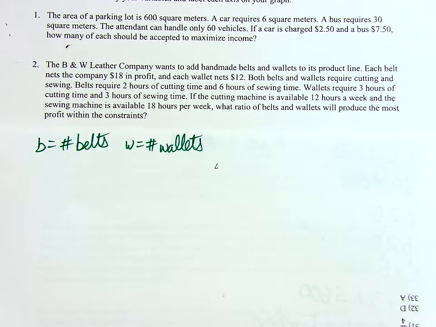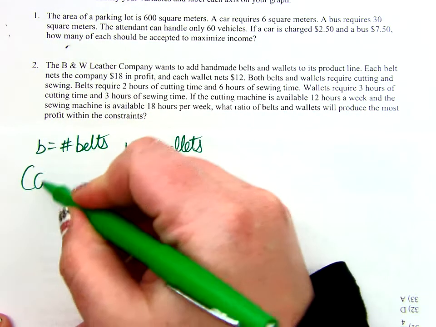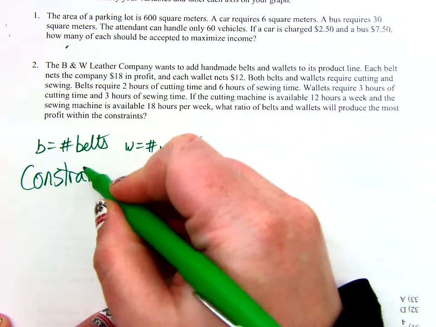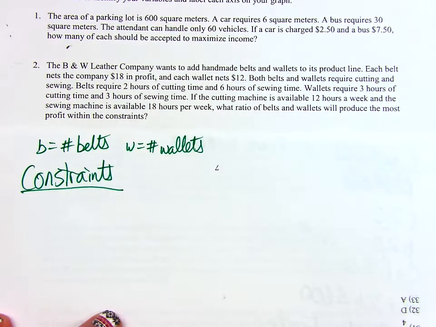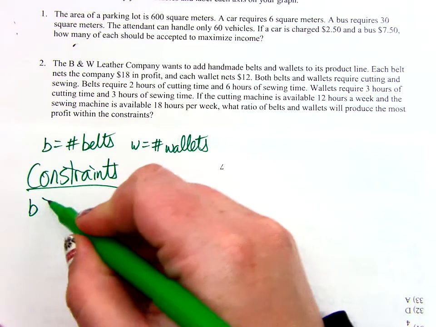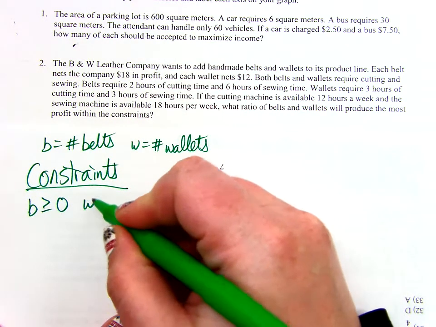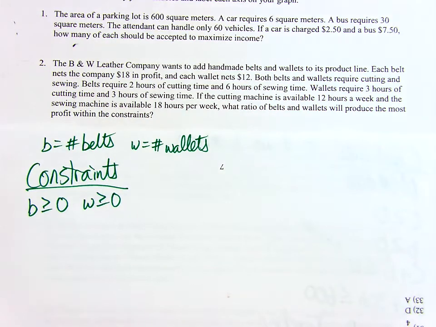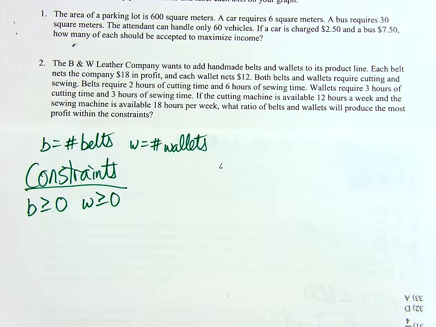Okay? So, let's see. Let's talk about our constraints. The first two are usually easy. Can I go negative? No, I'm not going to have negative belts or wallets, so both need to be greater than or equal to 0. Now, it tells me that both of these items require cutting and sewing time. So each one of those is a separate constraint.